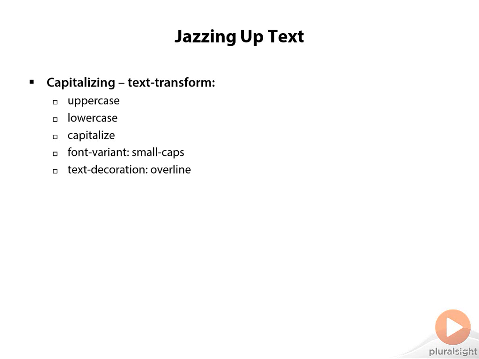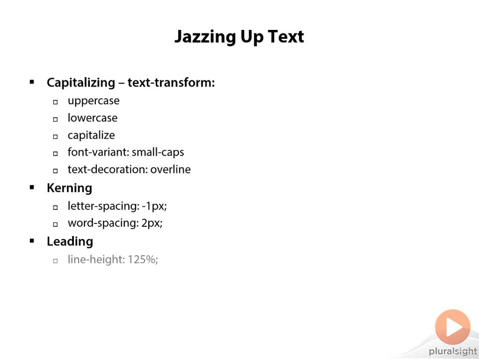If you want to take precise control over your fonts, you can set the kerning, that is the space between the letters, by using letter spacing or word spacing. And you can set the leading, that is the space between the lines, by setting the line height, which can be set either to a percentage or to a fraction.